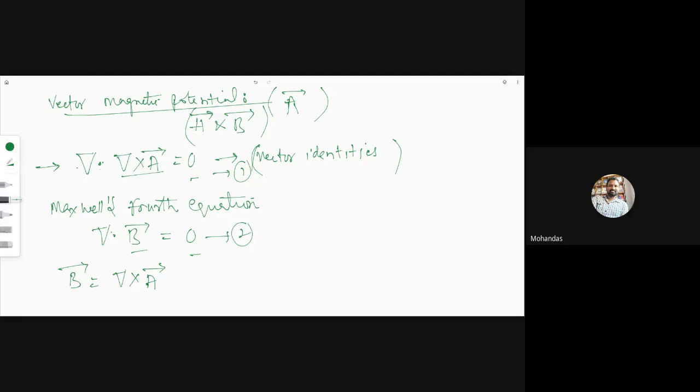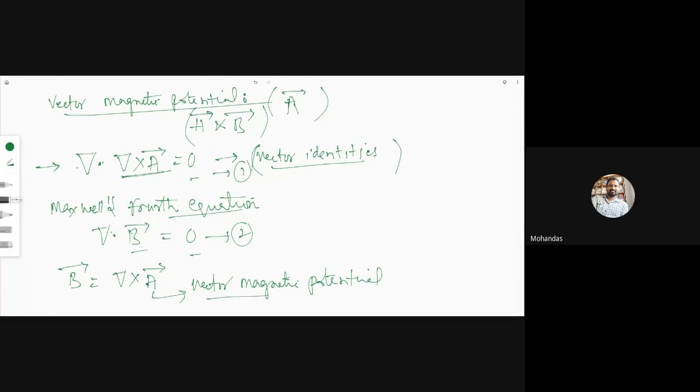Because these two equations are somewhat similar. This one is from vector identities and this one is from Maxwell's fourth equation. As the RHS is 0 and del dot is common, I can write B equal to del cross A, where A is known as the vector magnetic potential.